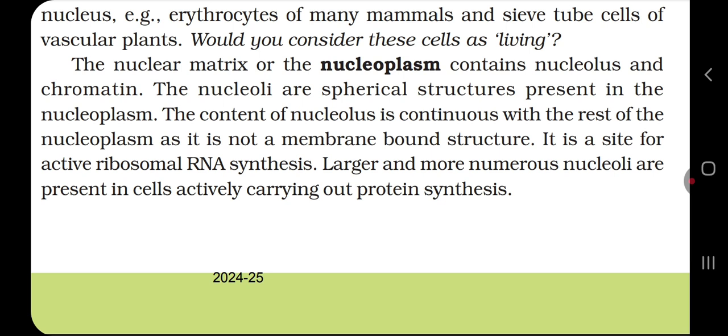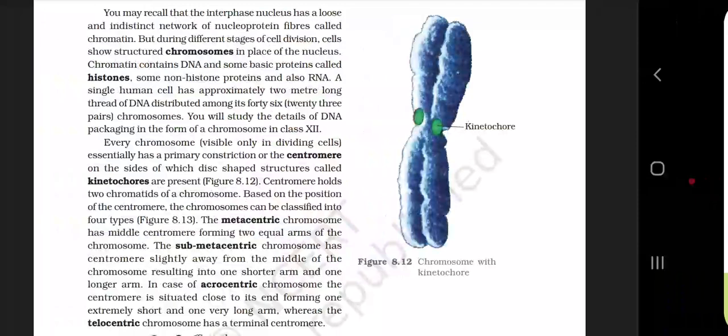The nuclear matrix or the nucleoplasm contains the nucleolus and the chromatin. The nucleoli are spherical structures present in the nucleoplasm. The content of the nucleolus is continuous with the rest of the nucleoplasm as it is not a membrane-bound structure. It is a site for active ribosomal RNA synthesis. Larger and more numerous nucleoli are present in cells that are actively carrying out protein synthesis.